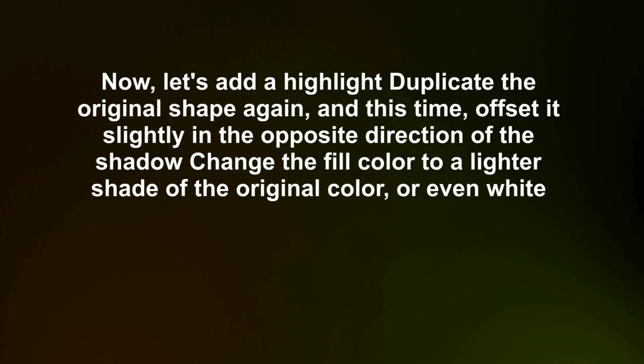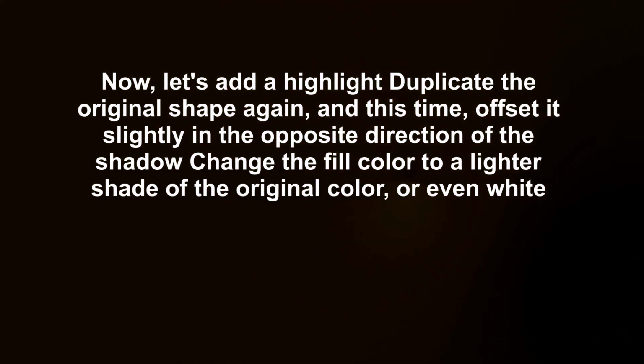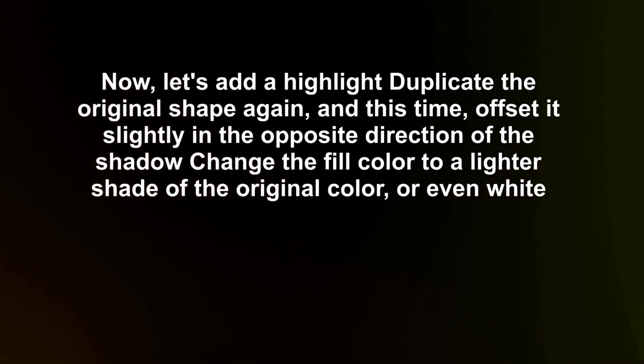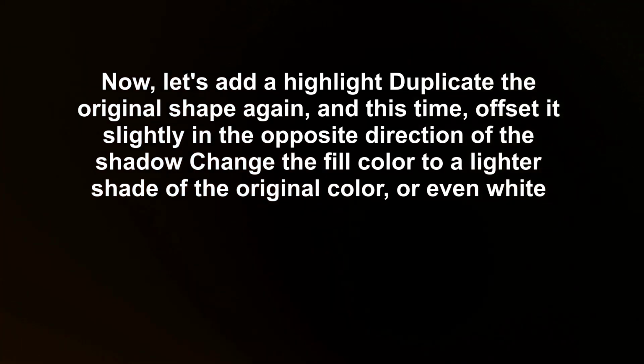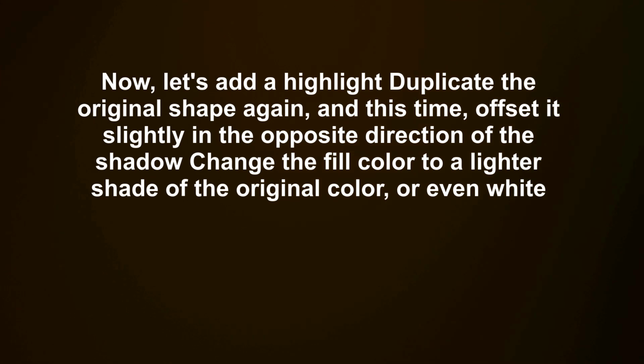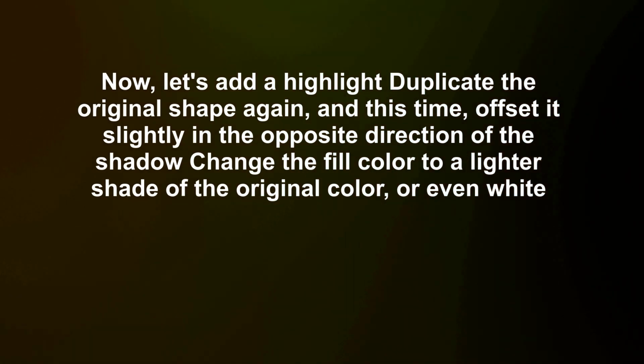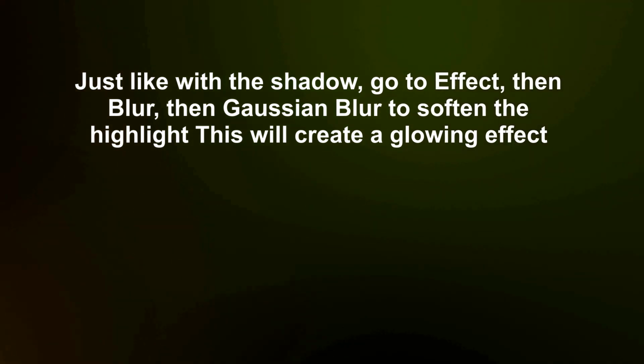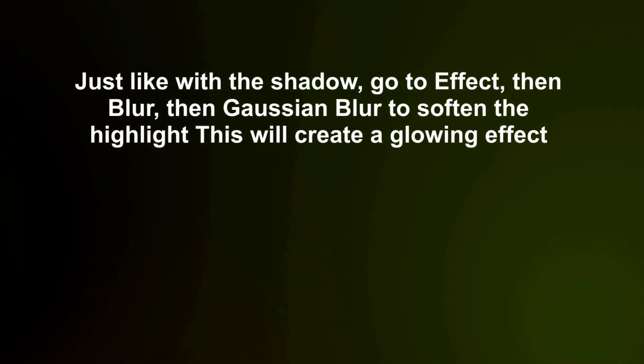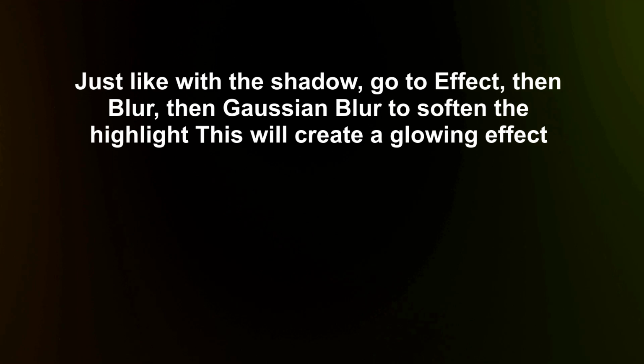Now, let's add a highlight. Duplicate the original shape again, and this time, offset it slightly in the opposite direction of the shadow. Change the fill color to a lighter shade of the original color, or even white. Just like with the shadow, go to Effect, then Blur, then Gaussian Blur to soften the highlight. This will create a glowing effect.